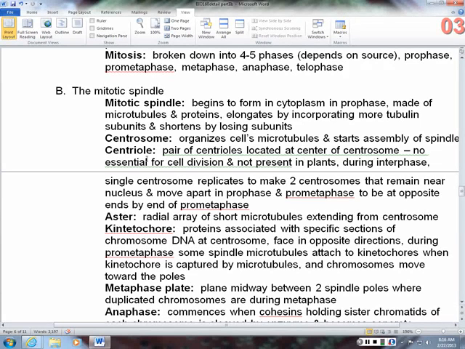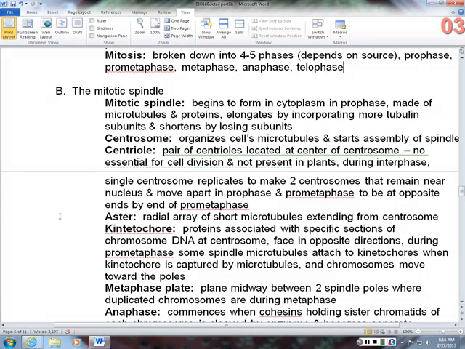So during interphase, a single centrosome is going to replicate to make 2 of them. And they stay near the nucleus. And then when you get to prophase, they start to move apart. And during the end of pro-metaphase, they continue moving. And by the end of it, they're going to be at opposite ends of the cell.